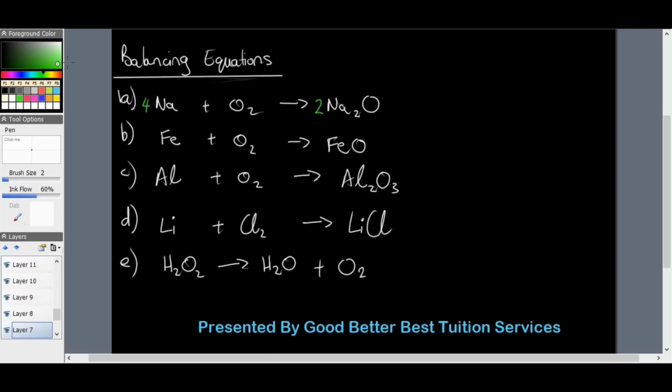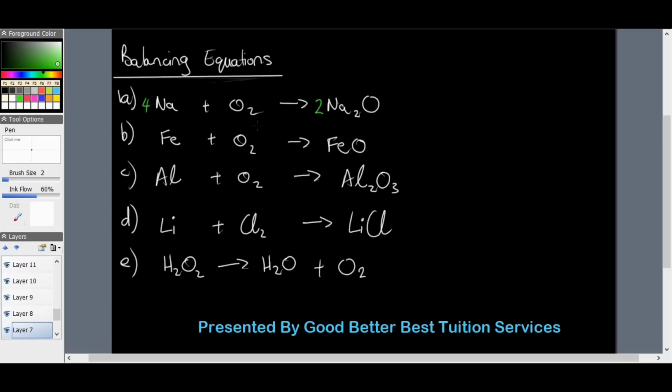Okay, so we have the first one done for us. We have balanced Na plus O2 gives us Na2O, which is sodium plus oxygen gives us sodium oxide. Okay, so what we did was we put a 2 in front of Na2, and this was by balancing oxygen first, because we noticed on the left we had 2 oxygens, and on the right we only had 1.